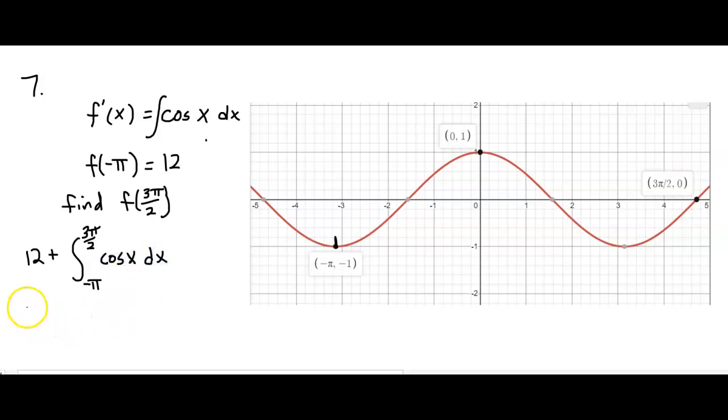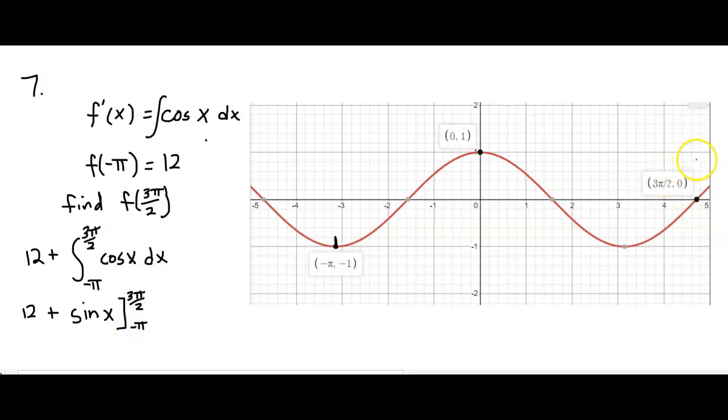All right, so what you learned in this lesson is how to take the antiderivative. And the antiderivative is what could you take the derivative of to get cosine? And the answer is sine. If I take the derivative of sine, I get cosine. So the antiderivative is sine, and we're using the fundamental theorem of calculus, part 2. And we're going to take that value and evaluate it from negative pi to 3 pi over 2.